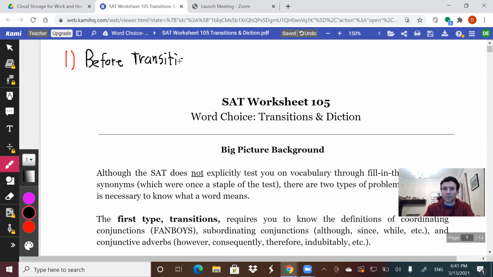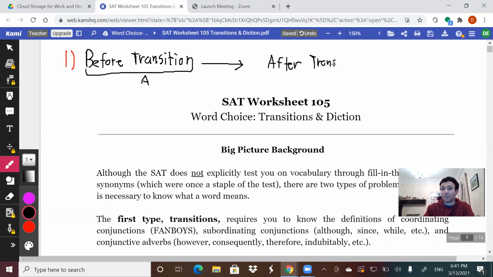Because really you can decide what to leave off. But you want to know before the transition. We'll call that A. And then you need to figure out how you get to B, which is after the transition. And once you decide that relationship, you can pick the appropriate transition.